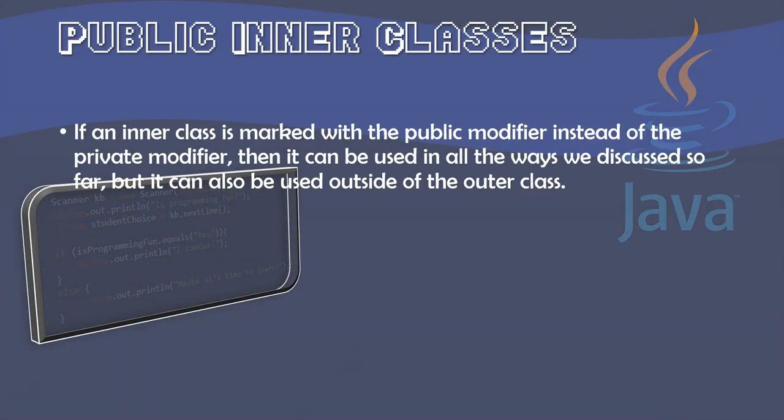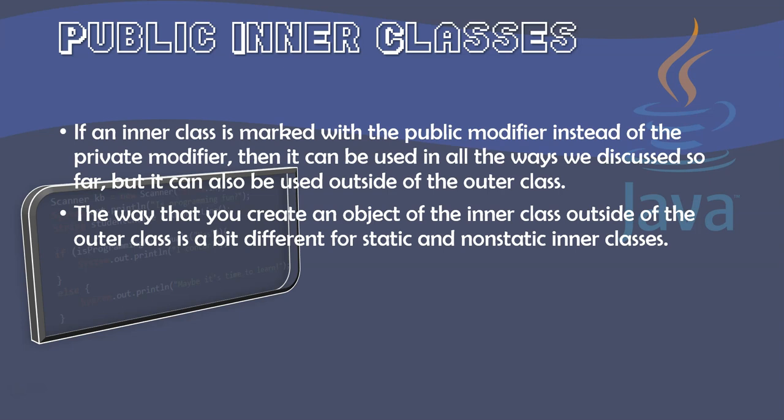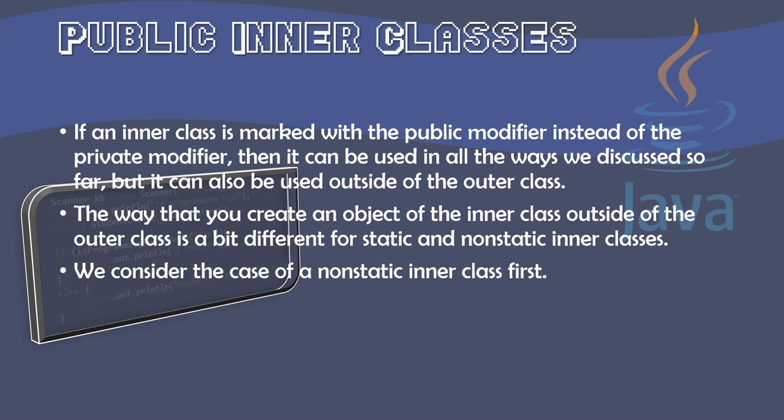If an inner class is marked with the public modifier instead of the private modifier, it can be used in all the ways we've discussed so far, but it can also technically be used outside of that outer class. The way that you create an object of the inner class outside the outer class is a bit different for static and non-static inner classes. Let's consider the case of a non-static inner class first.